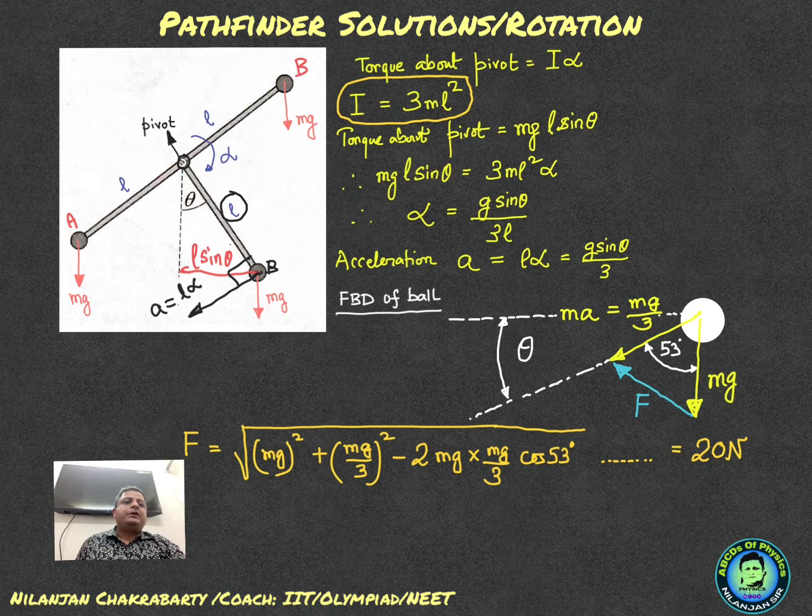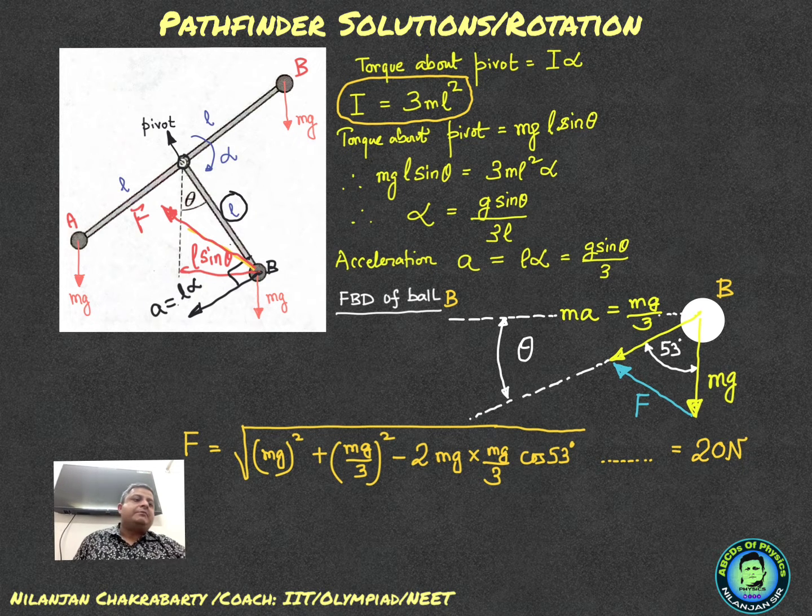Now I've drawn the free body diagram of the ball B. What are the forces? The forces are mg, and capital F, the force exerted by this rod. We have to find the value of F.